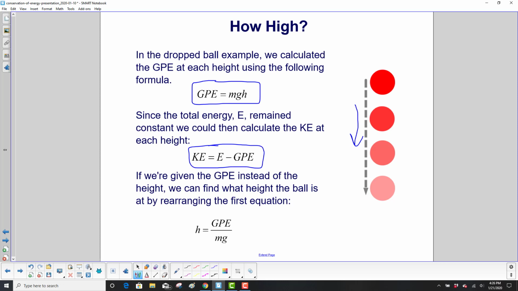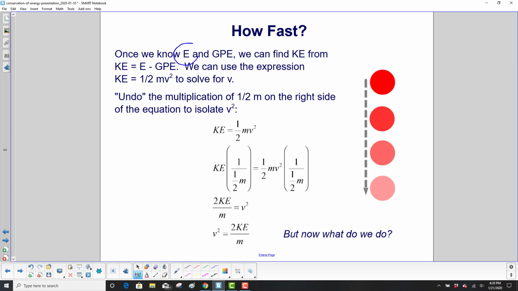So if we're given the GPE instead of the height, we can find what height the ball is by rearranging the first equation right here. We want to solve that for height, so we divide both sides by mg. The mg cancels out, and we're left with height is equal to GPE over mg. Once we know the total energy and the gravitational potential energy, we can now find kinetic energy from kinetic energy equals total energy minus GPE.